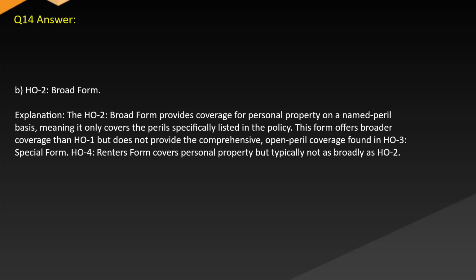Answer. B. HO2, broad form. Explanation. The HO2, broad form provides coverage for personal property on a named peril basis, meaning it only covers the perils specifically listed in the policy. This form offers broader coverage than HO1 but does not provide the comprehensive open peril coverage found in HO3, special form. HO4, renter's form, covers personal property but typically not as broadly as HO2.